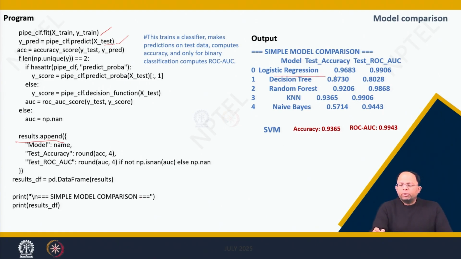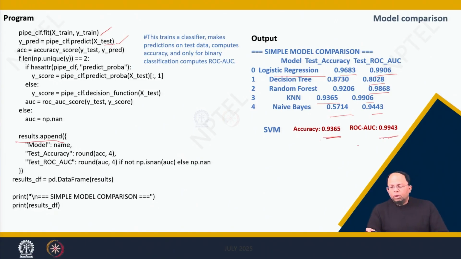Logistic regression is 0.9683, that's the test accuracy score, and this is the ROC AUC score. And then for decision trees, this is the value you are getting. Random forest, this is the value you are getting. KNN, this is the value you are getting, and for naive Bayes, this is the value you are getting. For SVM, we already got these two values earlier.